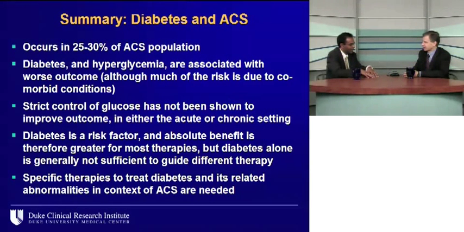Now, getting down to brass tacks about the way you approach a patient with diabetes in the CCU, talk a little bit about the strategies that we're implementing here at Duke to treat patients with ACS. What does our pathway say in terms of antithrombin therapy, antiplatelet therapy, how diabetes may or may not play a role in that selection process?